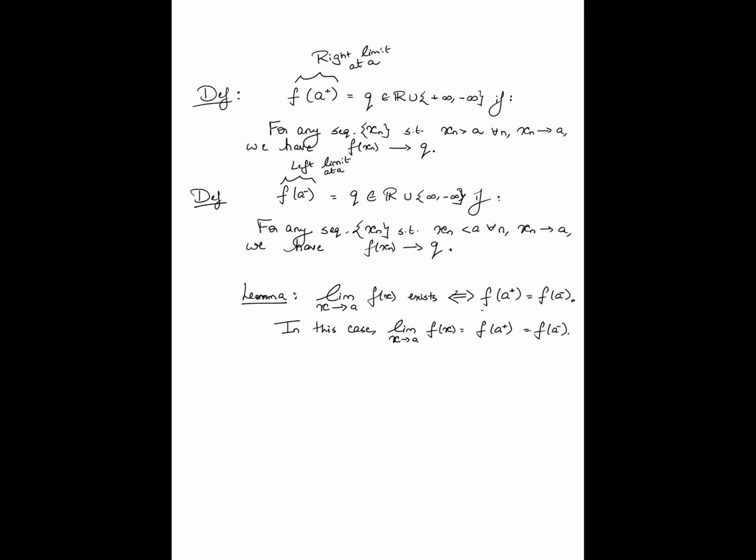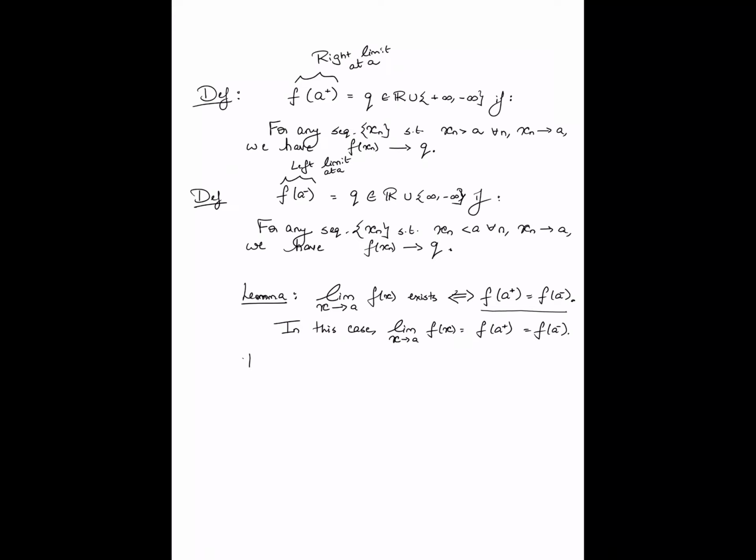Now remember, when I say that f of a plus is equal to f of a minus, I'm saying more than it looks. I'm saying that in fact both of these objects exist and are equal, right? So that's implicit. It implies the existence of these two limits and also the fact that they are equal. That combined statement is equivalent to saying that the limit as x tends to a of f of x exists. And when this holds, all of these three things are the same: the function limit at a is equal to the right limit is equal to the left limit.